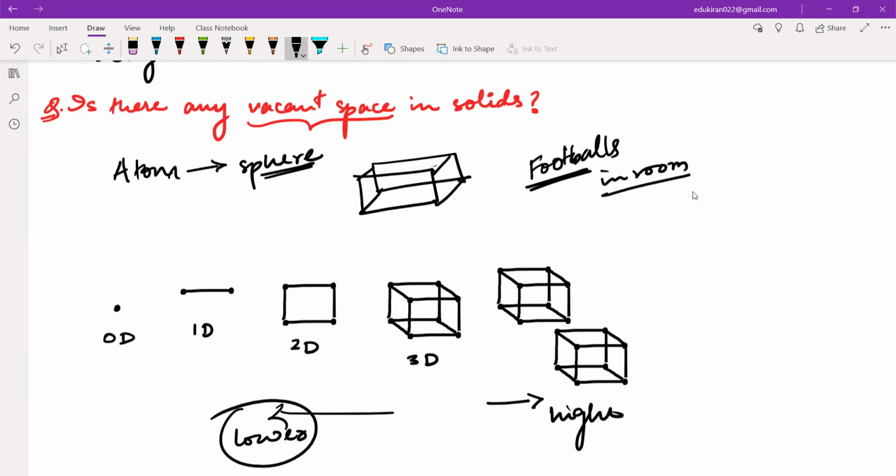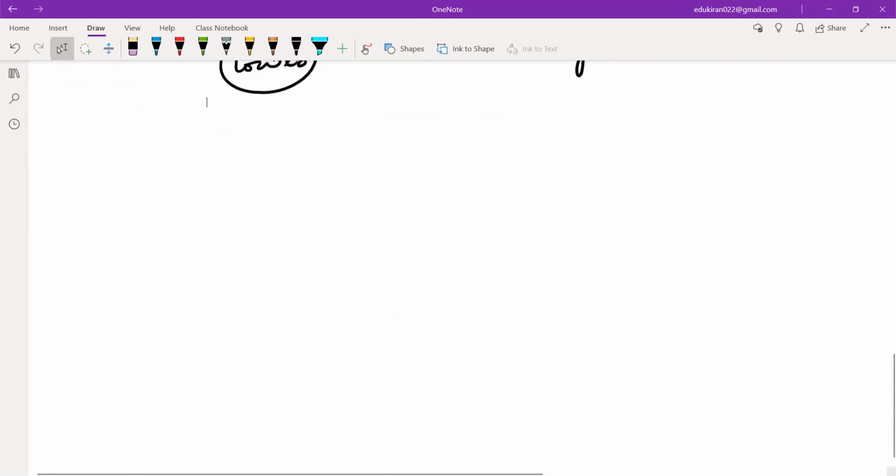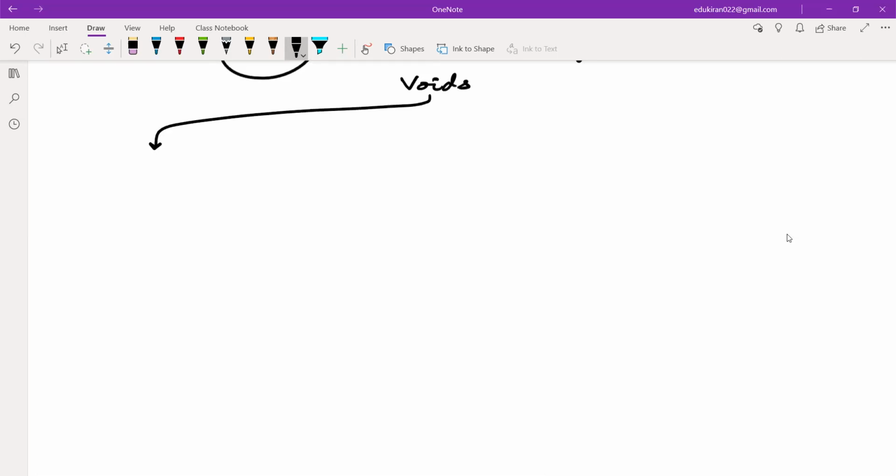So here also, when we are studying voids, we'll be studying the voids that are made by 2D solids, and then we will be studying 3D solids, right? So let me start voids, and I will classify voids into two types. We have 2D voids, and we have 3D voids.